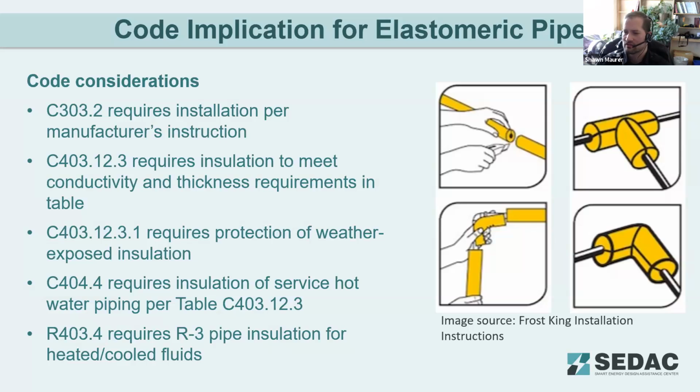Looking at service hot water piping, if you're using this elastomeric insulation for hot water piping, again, you've got to meet those R value requirements. On the residential side, you have to meet that R3 instead of going back to the table R values. You have to have the R3 for the residential applications when you're circulating heated fluid in those pipes. And so you would have to follow the manufacturer's instructions, which include the mitering to maintain that proper insulation thickness and prevent the stresses that can pop that insulation apart.